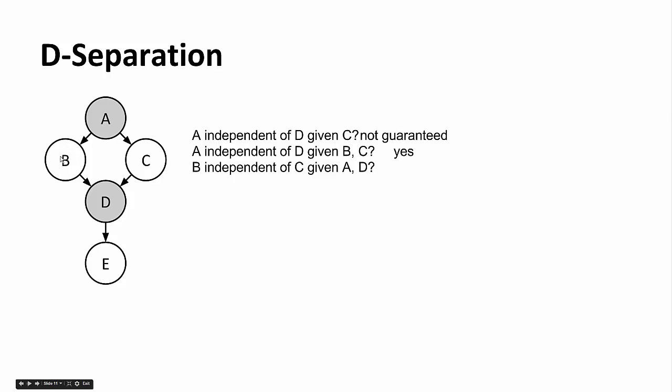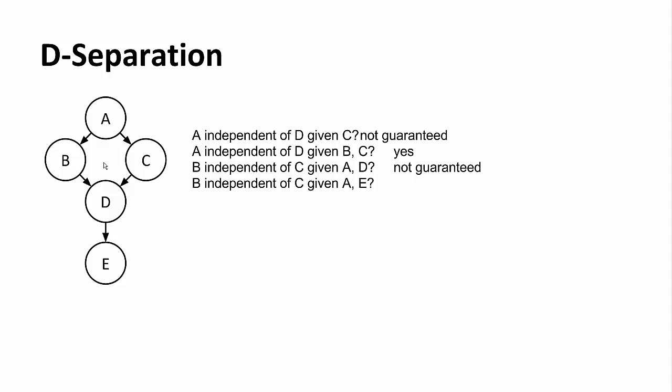Now we can look at the bottom one. This is a common effect with the middle one shaded, which is active, which means we found an active path from B to C, which means that B is not guaranteed to be independent of C given A and D. Okay?